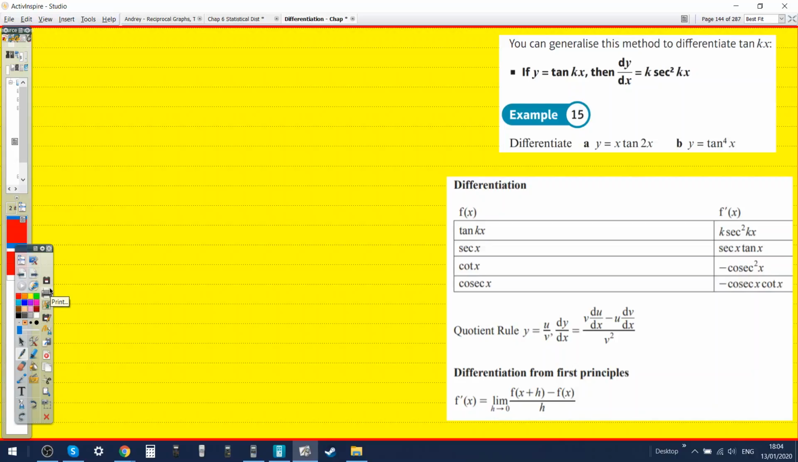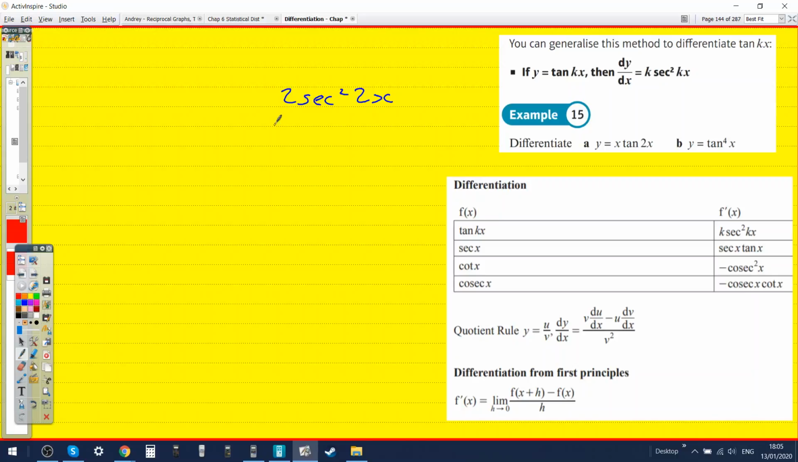Differentiate y equals x tan 2x. So that means that's equal to 2 tan 2 sec squared 2x. And then for b, y equals tan 4x. So y is equal to sec to the 6x.